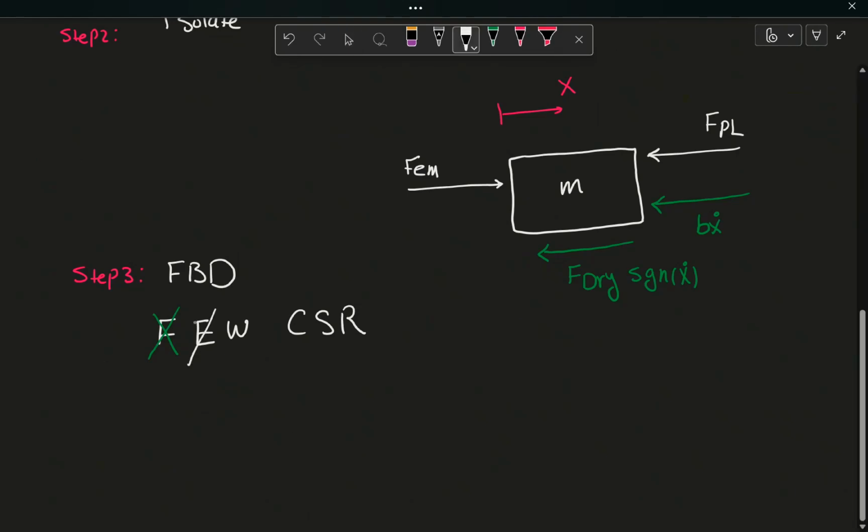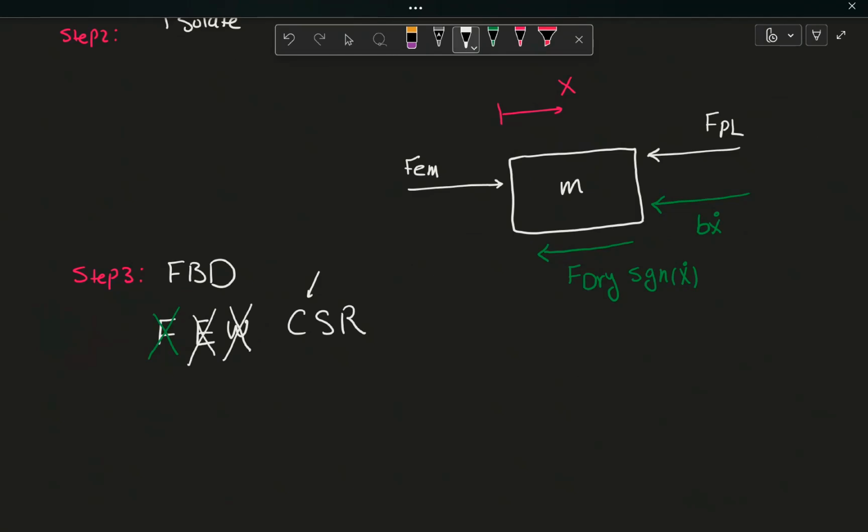The next one is the weight. Weight is applied at the vertical direction. I do not have a motion on the vertical direction, so I'm going to neglect the weight. When it comes to contacts, I have two contact forces here in this problem. One of them is the normal reaction from the surface that's pointing upward. This one is useless in this problem. Why? Because I do not have any motion on the vertical direction.